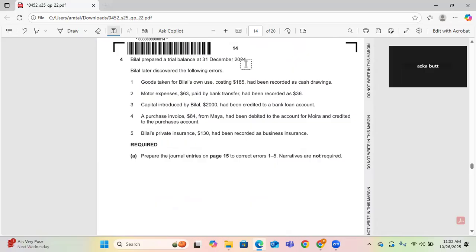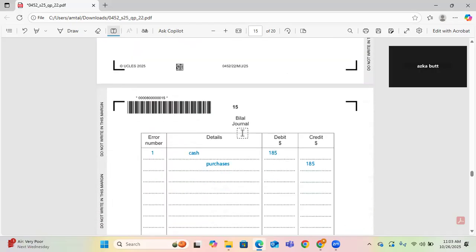Error of original entry. So here, what we have to do: motor expenses $63 paid by bank transfer. So motor expenses should be debited and bank should be credited with 63. But what we did, we recorded it as 36. So we understated the bank and we understated the motor expenses. By how much? If we deduct 36 from 63, the amount will be 27. So now let's add this 27.